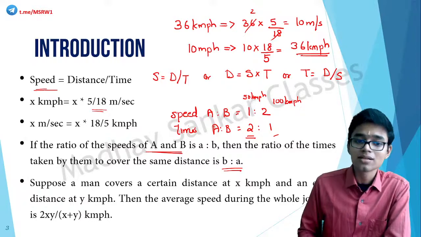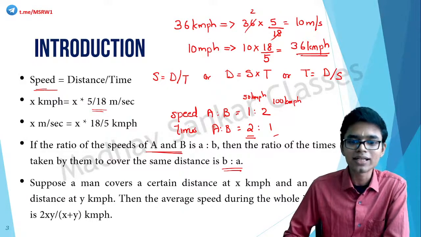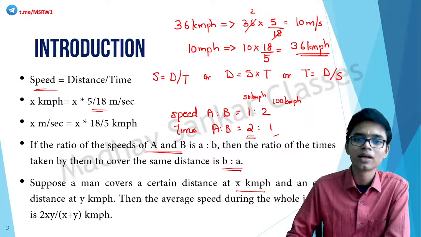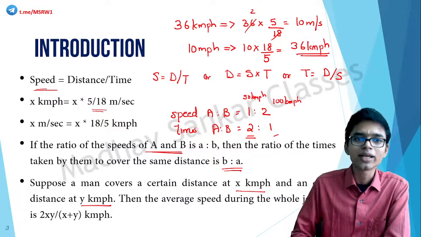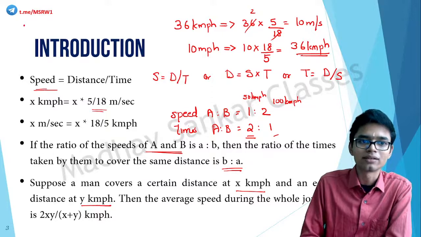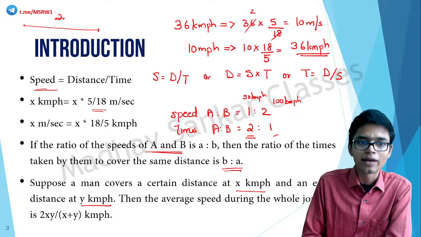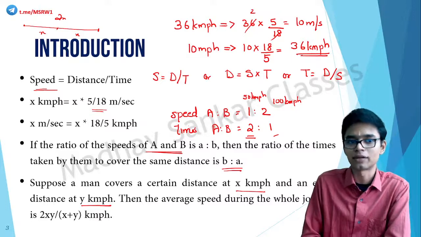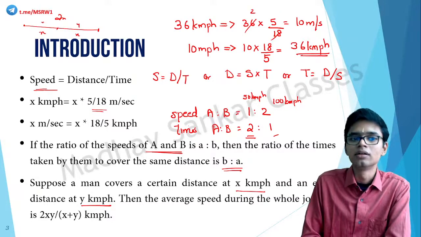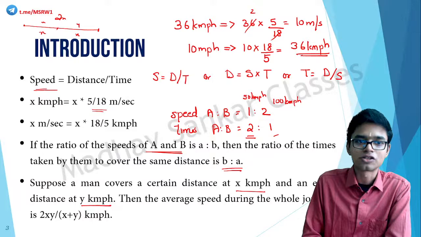Another one. Suppose a man covers a certain distance at x kilometers per hour and an equal distance at y kilometers per hour. So the total length is say 2z. The man covers half of that distance at x kilometers per hour and the other half at y kilometers per hour. I will write the total distance as 2z.